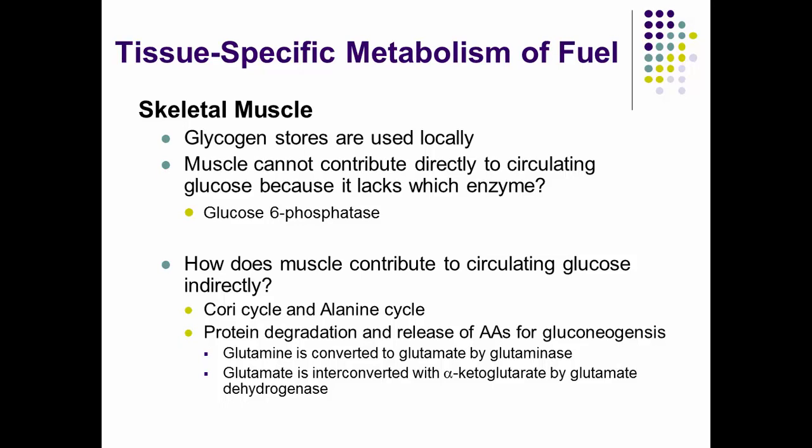How does muscle contribute to circulating glucose? Indirectly, if not through glycogen breakdown, muscle actually makes very important contributions to circulating glucose. Remember how? Think about what metabolic fuels muscle releases and how these fuels are converted to glucose. Alanine and lactate, through the Cori cycle and the alanine cycle. So muscle contributes to circulating glucose through these two gluconeogenic pathways, by releasing lactate and alanine for gluconeogenesis in the liver. So it indirectly contributes to the glucose.